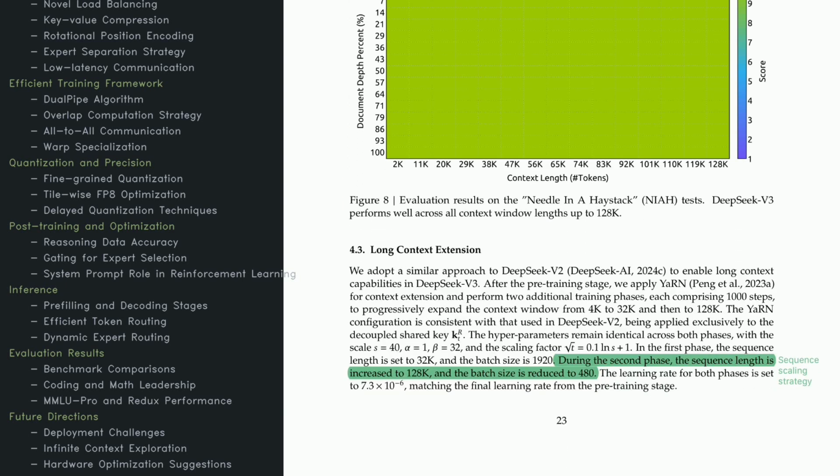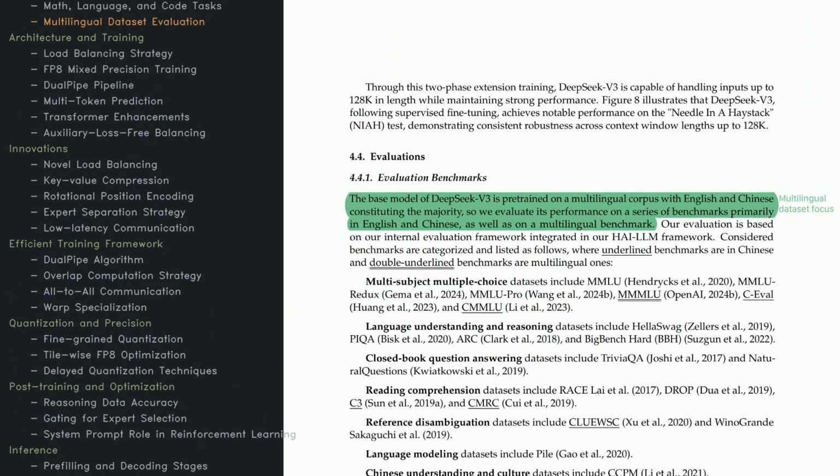Here we see how the model extends its context abilities. After the main training, they do context extension in 2 phases, from 4,000 tokens to 32,000, then up to 128,000. They keep the same hyperparameters for consistency. They just stretch out the sequence length and adjust batch sizes to handle the extra work. This is crucial for tasks that rely on large contexts, letting DeepSeek V3 handle long, detailed inputs without losing track of the bigger picture. Evaluation time.